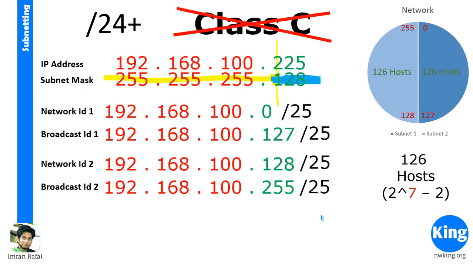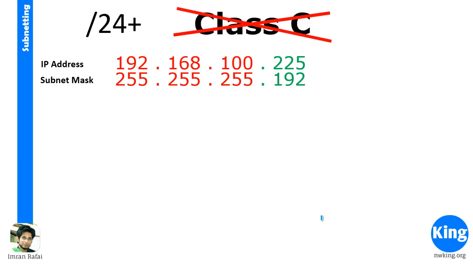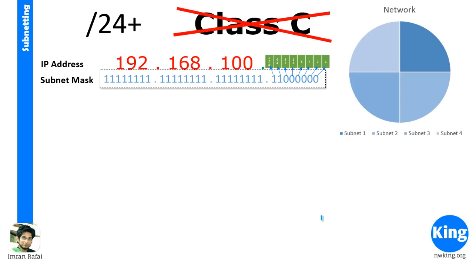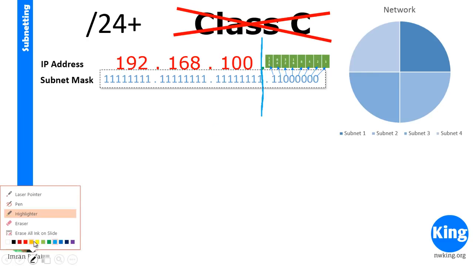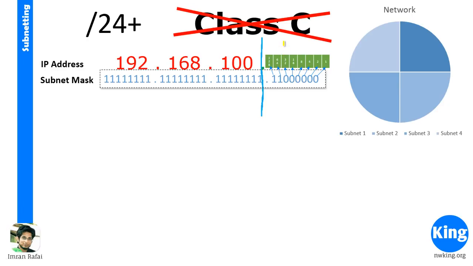To understand this concept a little more, we will take another example. Now you get an IP address 192.168.100.225. Subnet mask is 255.255.255.192. We'll convert the subnet mask into binary. That will be this, and if you see, the original separation was here. Because of this new borrowing, our separation is here now, right? What is the last bit? The place value of the last bit is 64. So each of these subnets will have 64 as the block size.